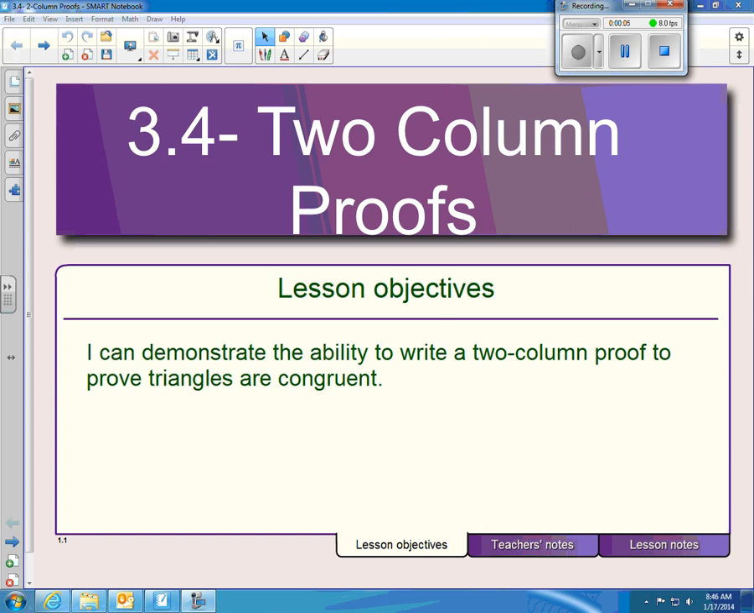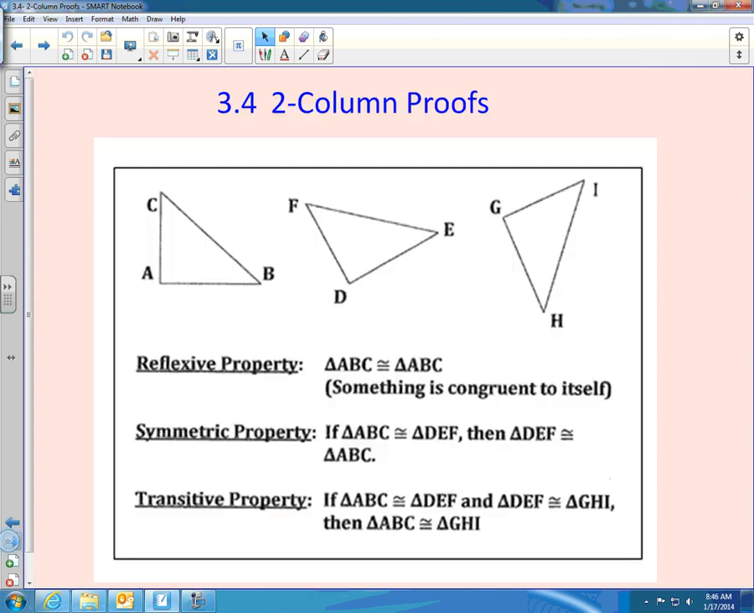We're going to be doing Unit 3, Notes 4 on two-column proofs today. Our learning target is: I can demonstrate the ability to write a two-column proof to prove triangles are congruent. So in 3.3 we learned about proving triangles congruent. We learned about those congruence statements. And so let's just talk about what they were.